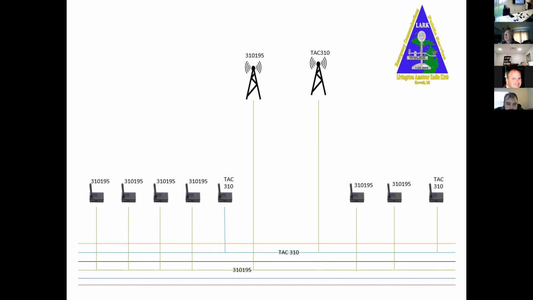Now, I just changed one of the repeaters to TAC 310. So now the two hotspots and the one repeater is on 310. The other repeater is still talking on 310.195. Okay. Now we get into dual slots. That first repeater, slot 1 is on TAC 310 and slot 2 is on 310.195. So you can have two people talking, one of them talking to these hotspots and the other one talking to the other hotspots. Okay.